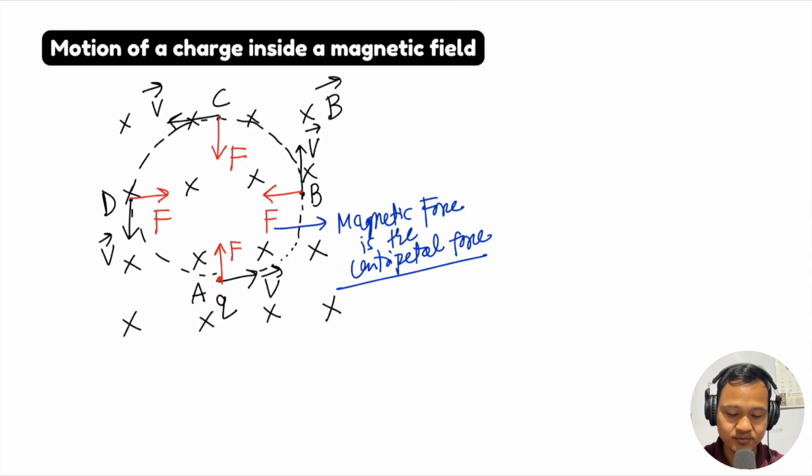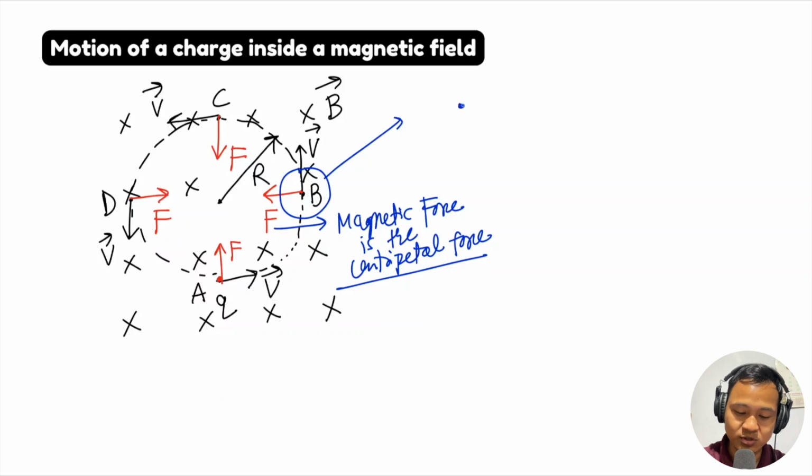So let's say the radius of the circular part is r. At any point, say point B, the particle has velocity v. So the motion is vertical.